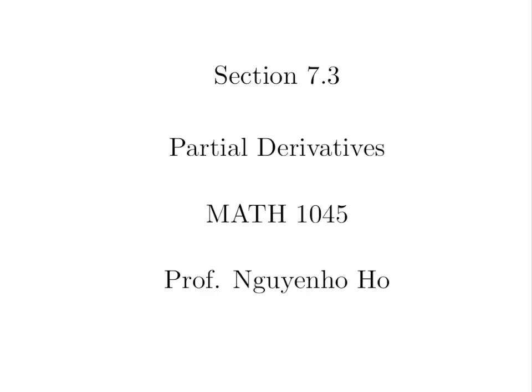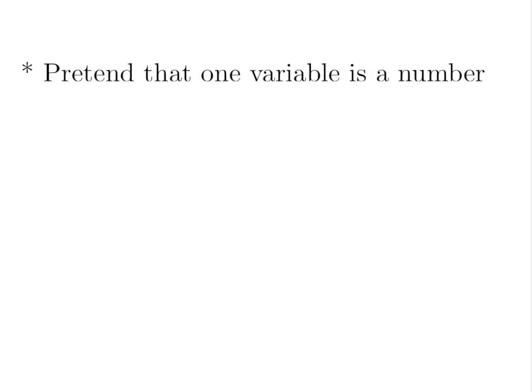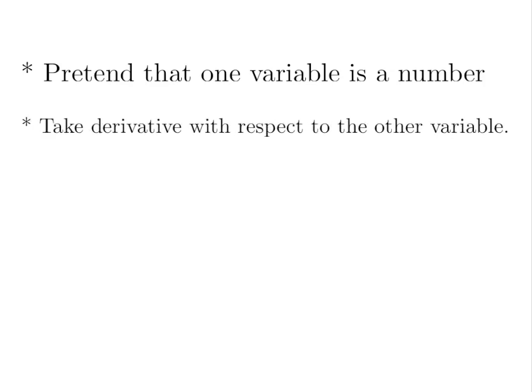And we need a very specific way to find the partial derivatives of multivariable functions. That is, if you have more than one variable, you have to pretend that one of the variables is a number or a constant, and then you're going to take the derivative with respect to the other variable. Now let's take a look at an example of how to find a partial derivative of a multivariable function.